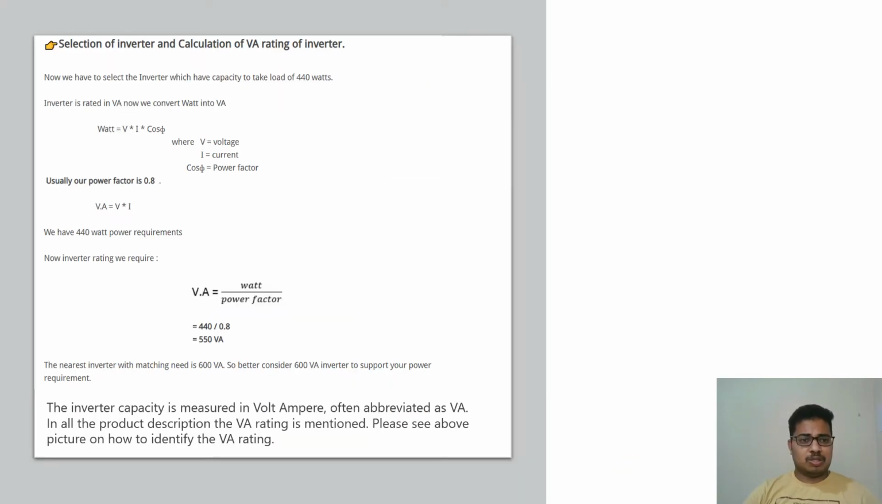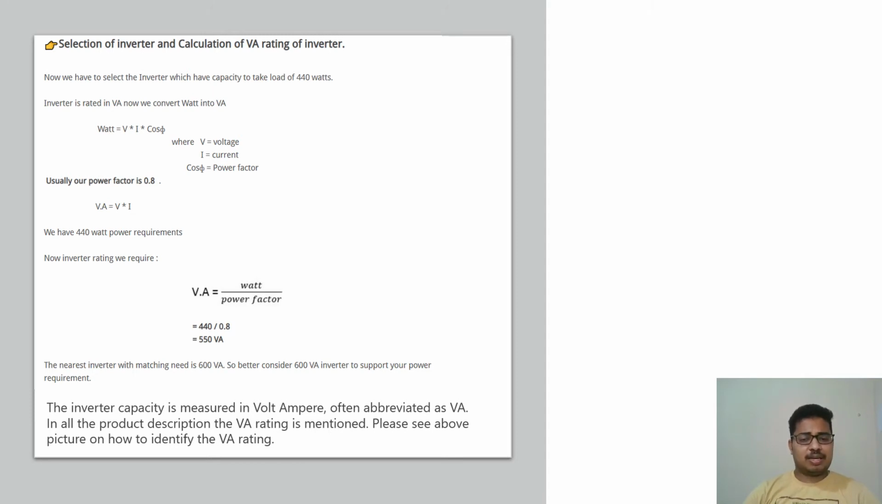So selection of inverter and calculation of VA rating of inverter. Generally, wattage is V I cos phi. Most of the people are aware of that. Power factor I am considering as 0.8. Generally it may slightly vary. So 440 watts divided by 0.8 will give the VA rating for us. Here 550 is the VA rating. So we need 550 VA.